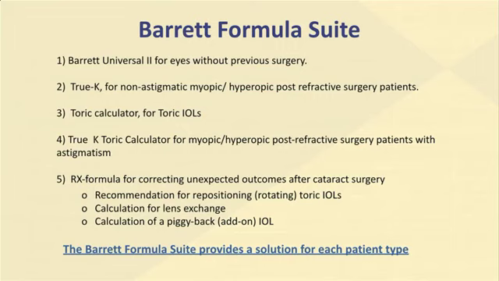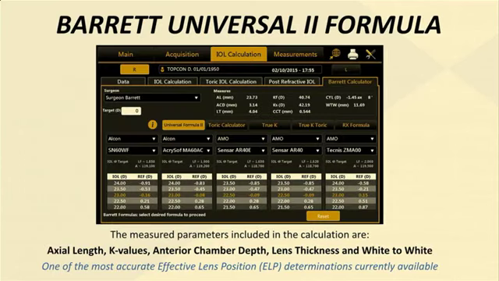But the True K toric calculator we all know of, but the RX formula is really nice for those patients that have refractive surprises. Residual cylinder after a toric lens that may be rotated. A patient who may have a refractive surprise. I really recommend using the Barrett RX, and it's on board here, to provide recommendations for rotating lenses or for exchanging or piggyback lenses. I think that's the real way to do this.